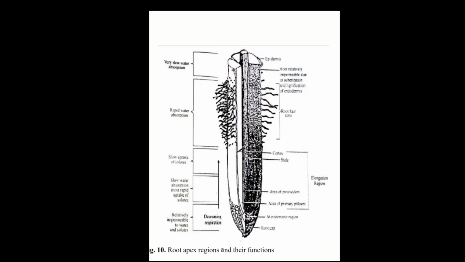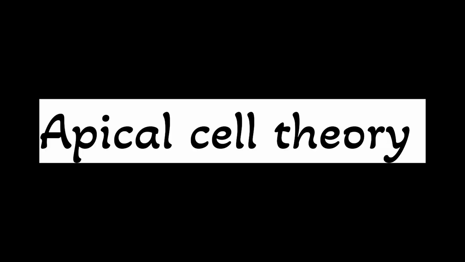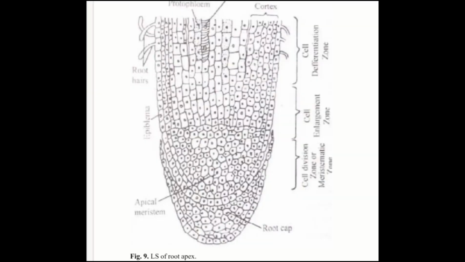So in a short para, we will know about the theories of root apical meristem. First is the apical cell theory, which was proposed by Nageli, and this theory was proposed in 1858. This theory states that there is a single apical tetrahedral cell which gives rise to all the tissues of the root, and the base of the apical cell forms the root cap and the upper three sides of the apical cell give rise to the other tissues like epidermis, cortex and vascular cylinder.